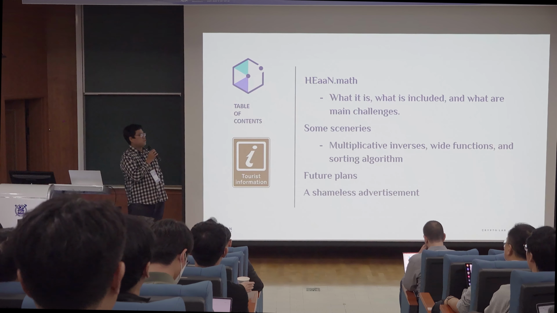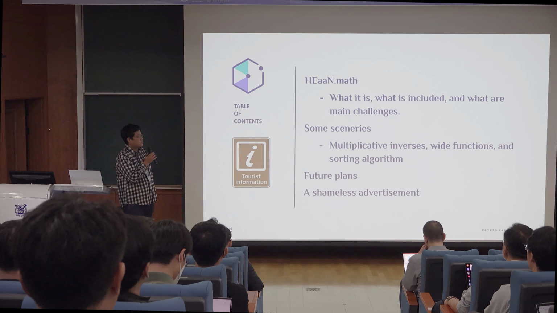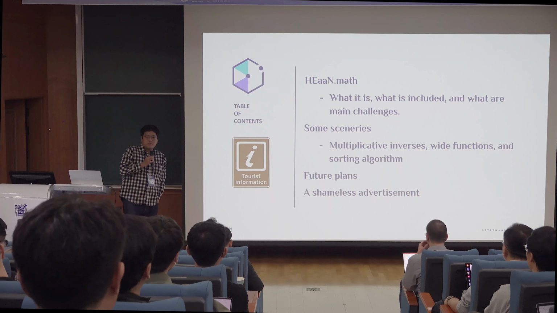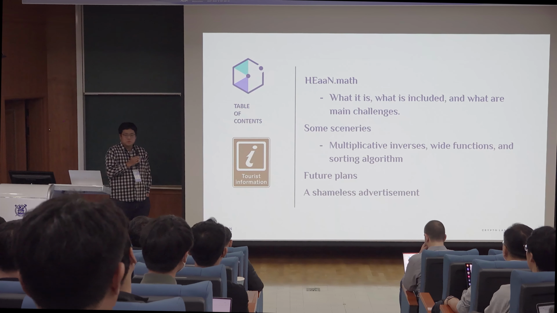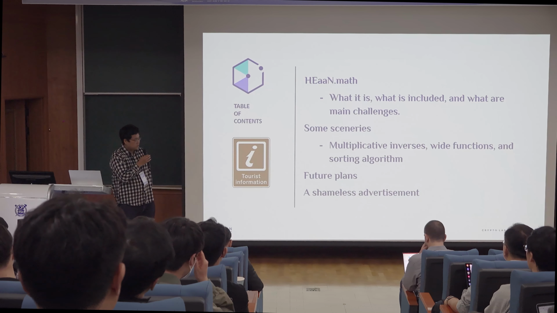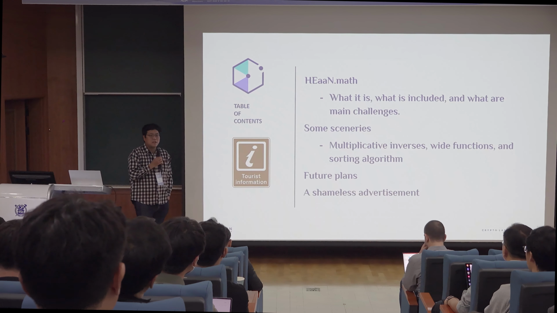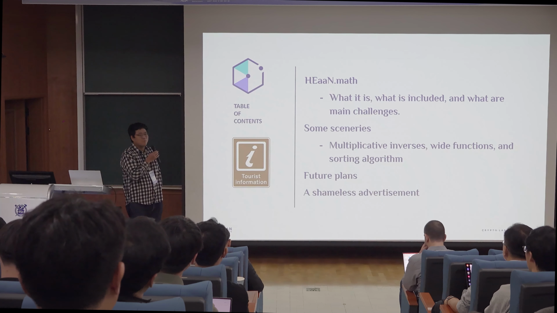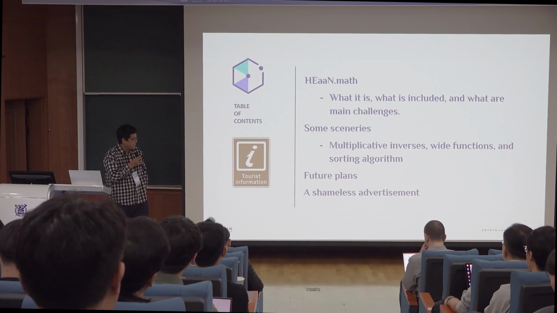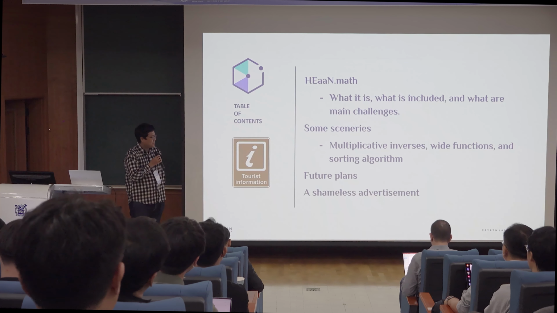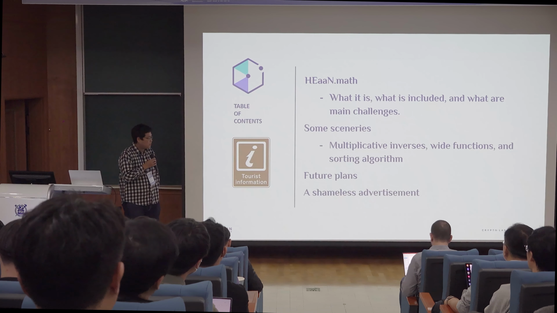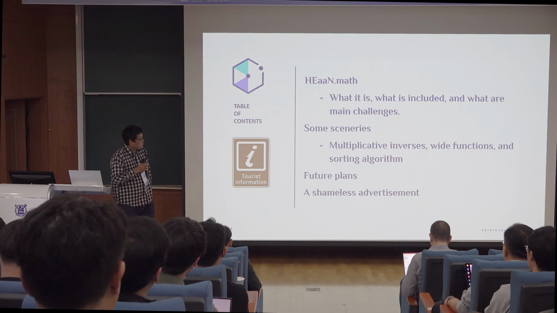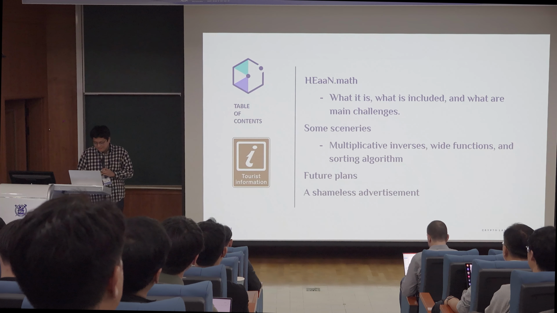I chose 3 functions. The first one is multiplicative inverse, then the sigmoid function, and a sorting algorithm. The reason I chose these algorithms is that they show our struggle to overcome the main challenges I'll talk about later. And I'm going to tell you some of our future plans.